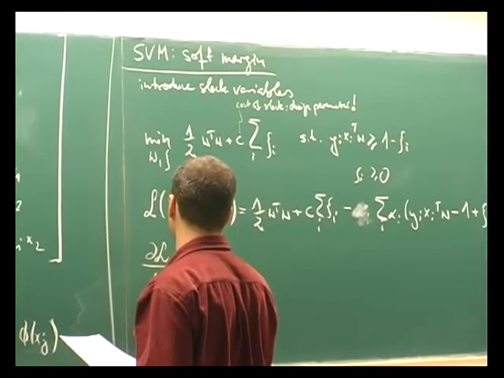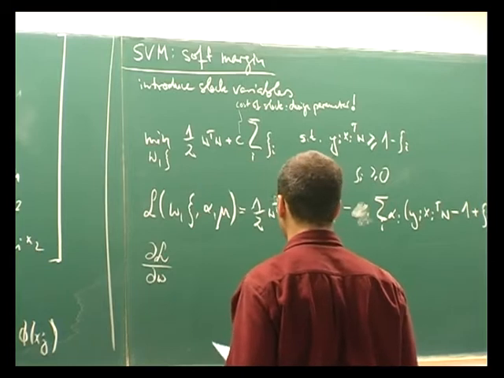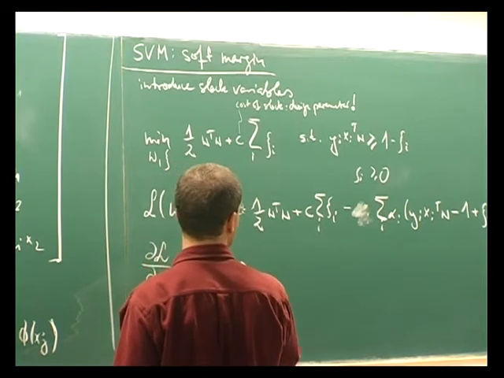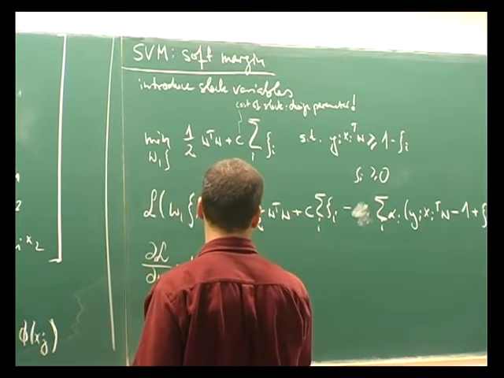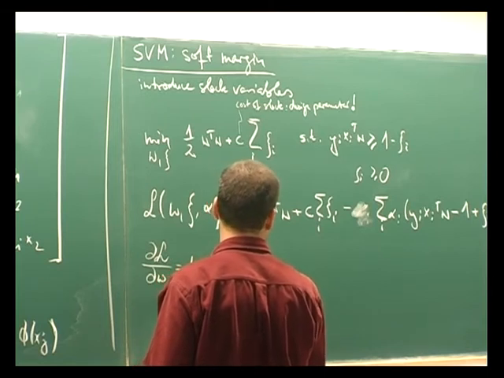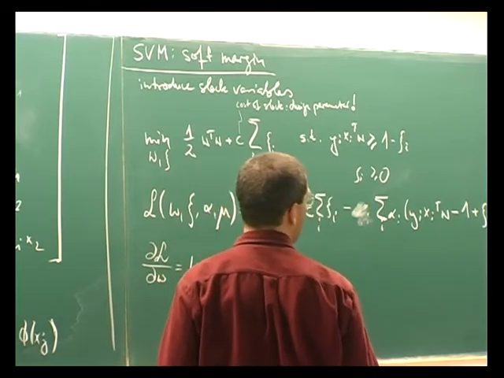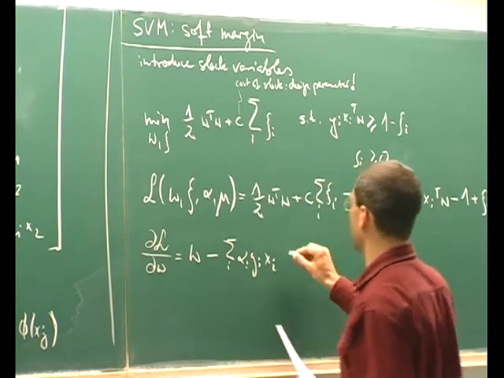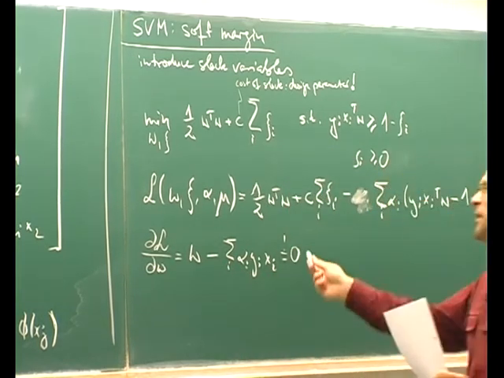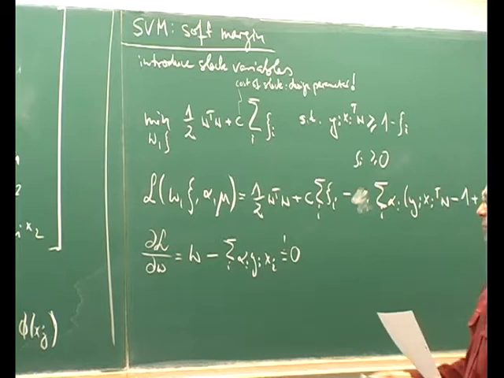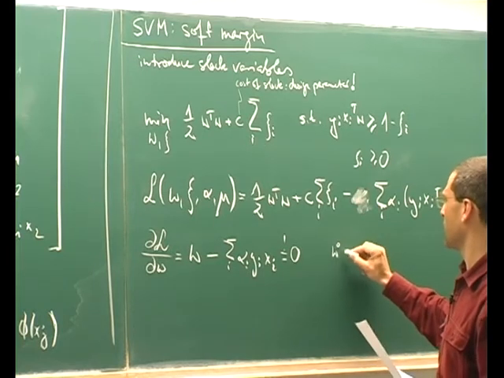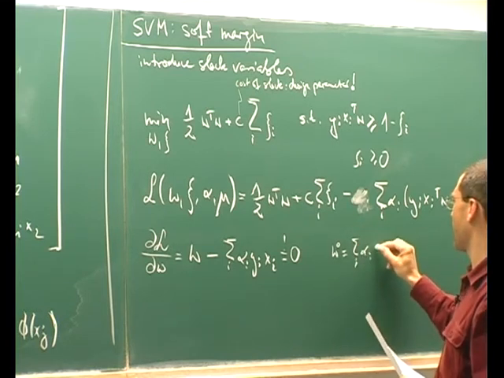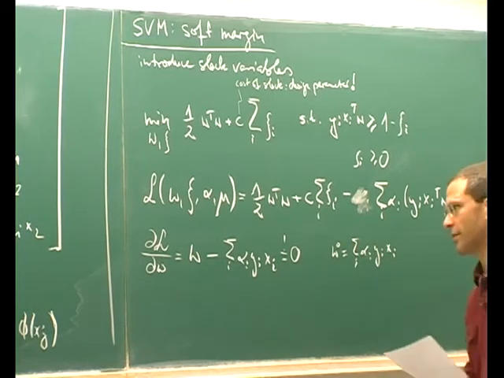And we can now differentiate as before with respect to the weights, which will give us W minus... so, and we request, as before, we want to minimize with respect to W. So we get the same equation that we saw before. The W0 is given by the sum over alpha I yi xi.